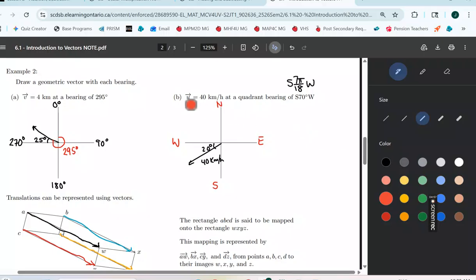Okay, so let's draw a geometric vector with each bearing. We want to draw a vector 4 kilometers. You notice how there's no absolute value sign around it. So we want to draw the actual vector with a bearing of 295. Now this is where it gets confusing, especially after just finishing trig and calculus. Typically with trig, we would always start here, right? And go all the way around.